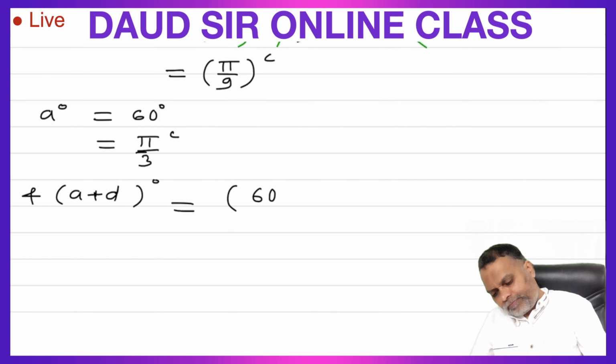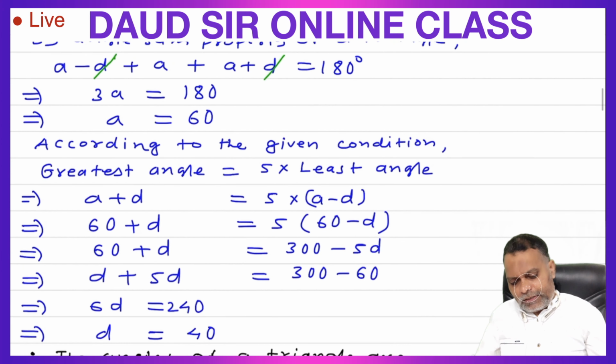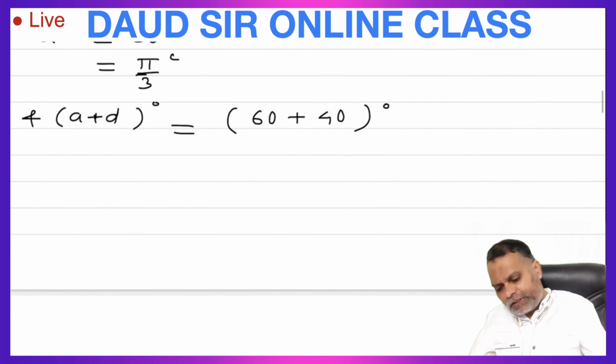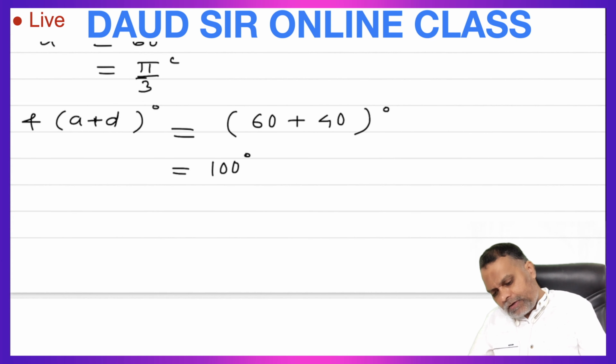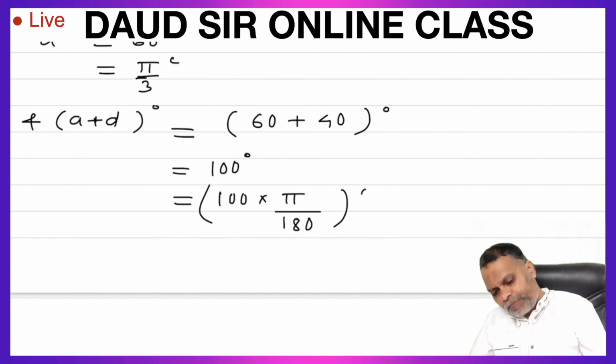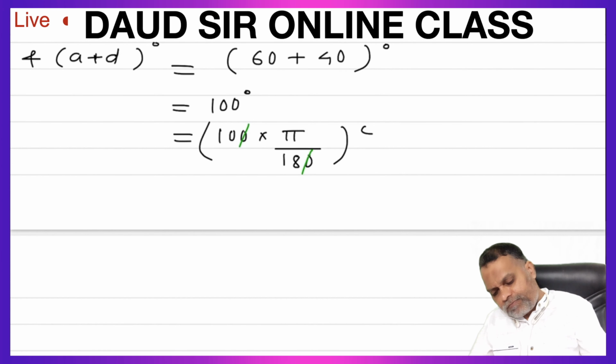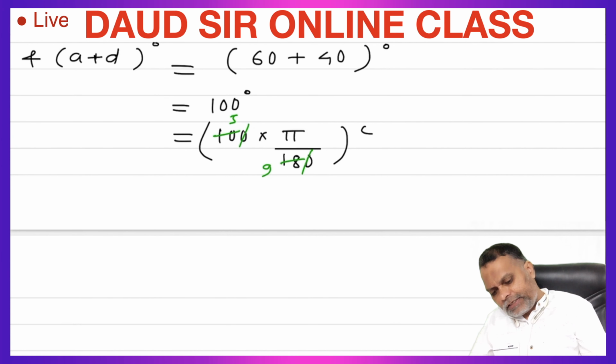And third angle A plus D degree. A is 60 and D is 40, so this is 100 degree. Now convert this 100 degree into radian. So 100 multiplied by pi by 180. This is radian. This 0 cancelled. Cancel by 2 5s are 10 and 2 9s are 18. So this is 5 pi by 9 radian.